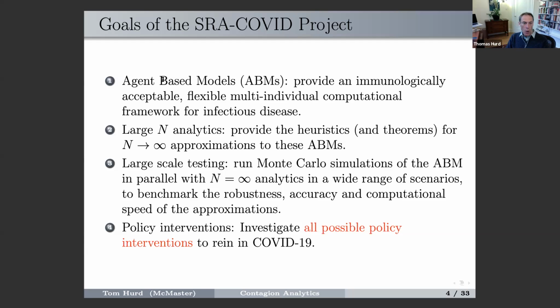But what's the end result? Hopefully, 4 is the biggie. Having this robust system involving agent-based models and a suite of analytic formulas that can predict what the agent-based models are going to tell you before you run the agent-based model seems like a really powerful set of ideas. And so using these tools, we should be able to investigate all possible policy interventions that you'd want to think about to rein in COVID-19. So it sounds ambitious.